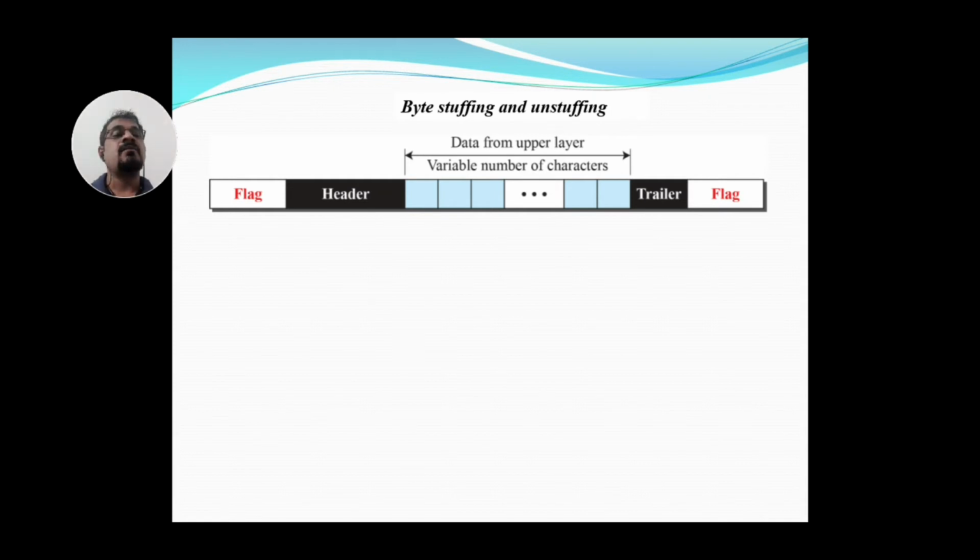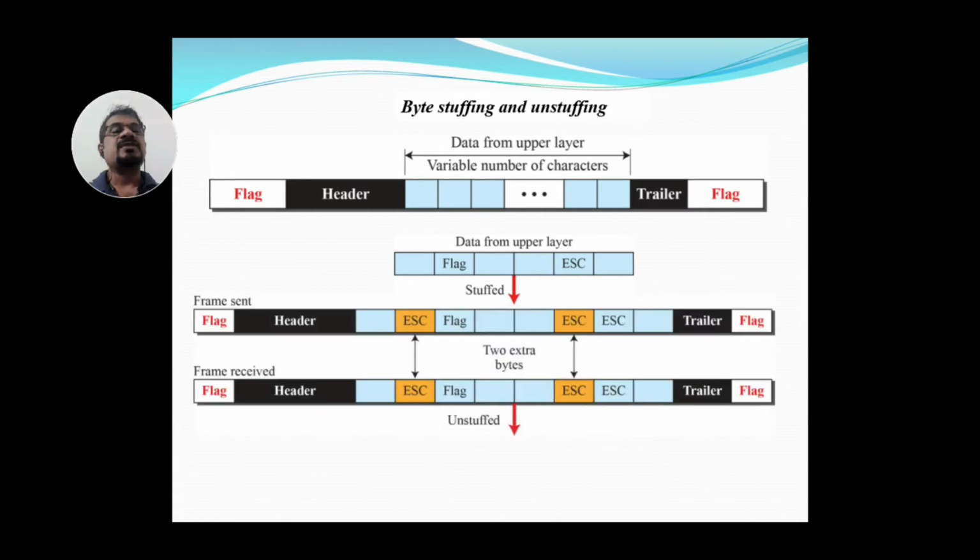Byte stuffing and byte unstuffing. It means that if the same flag pattern is repeated in the data, then it has to be changed. This byte stuffing and byte unstuffing is used in the character oriented protocol. If that flag pattern is repeated in the original information, it has to be slightly modified based on the protocol procedure. At the same time, on the receiving side, once it receives the data, it has to be unstuffed.